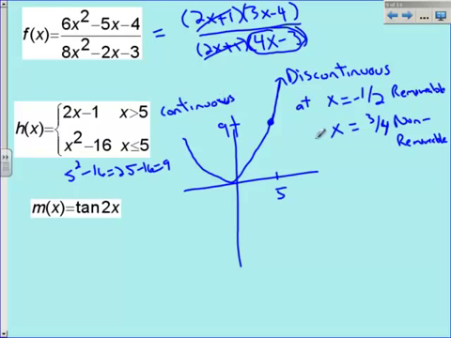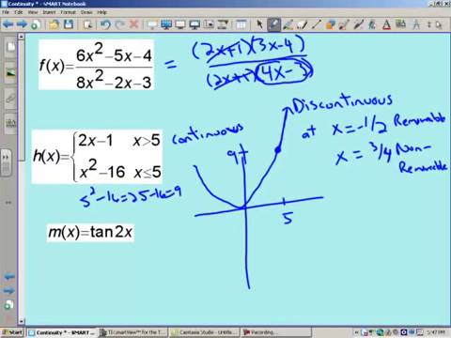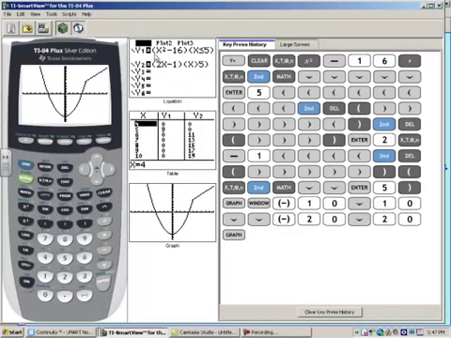I want to show you how to input this on your TI-83 or TI-84. I've got it in y equals here. You just put your function in parentheses, and then you also do parentheses x is less than or equal to 5. Your less than or equal to is right here in test. You'd have to hit second math to get there.